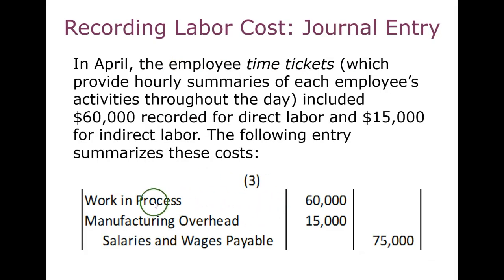Here's the entry. Debit work in process for direct labor, let's say $60,000. This is the example in your book. And then let's debit manufacturing overhead, $15,000 for indirect labor, and credit salaries and wages payable for the total.